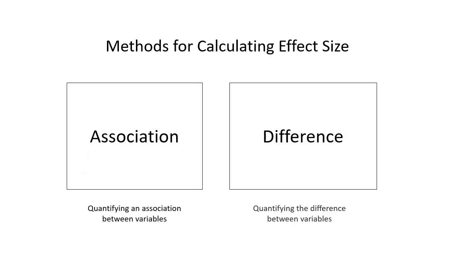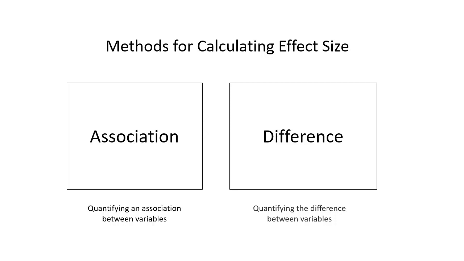Two main groups of methods for calculating effect size are association and difference. Association methods are statistical methods for quantifying an association between variables, like correlation. Difference methods are statistical methods for quantifying the difference between variables, like the difference between means. The result of an effect size calculation must be interpreted, and it depends on the specific statistical methods used. A measure must be chosen based on the goal of the interpretation.